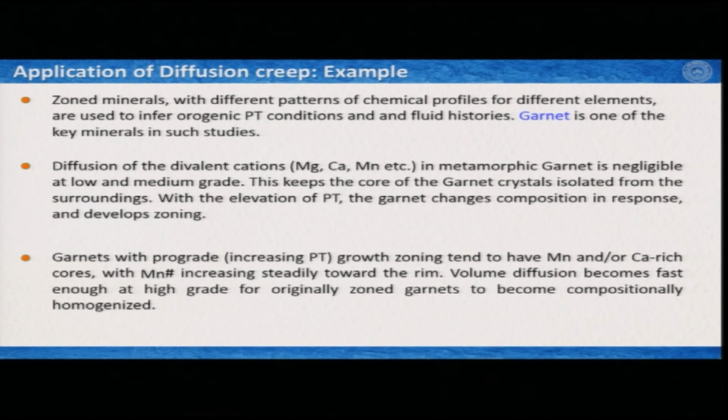So you have initially a very heterogeneous zoned garnet in terms of a particular element, but when you have high temperature, then volume diffusion of these elements starts and the entire garnet becomes homogeneous in terms of the distribution of these elements.